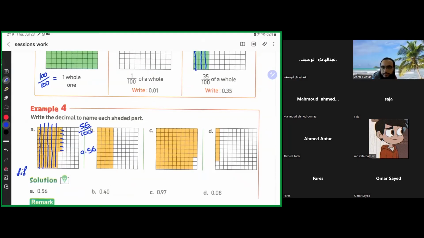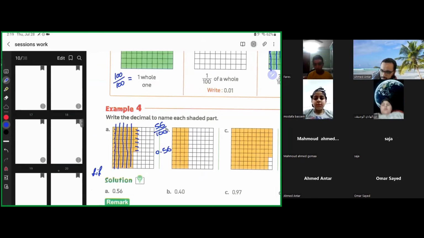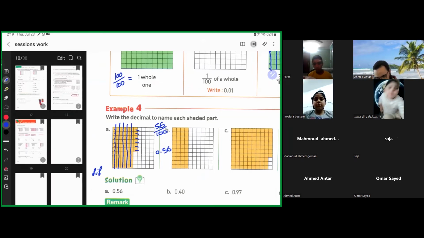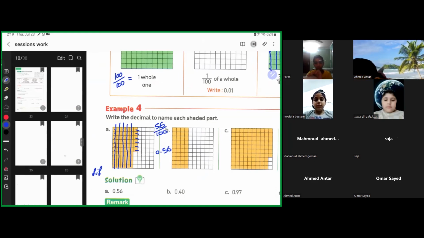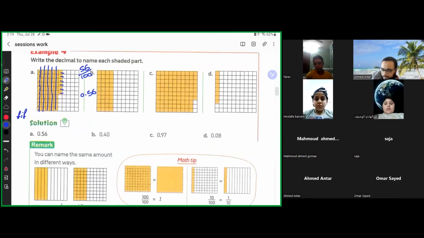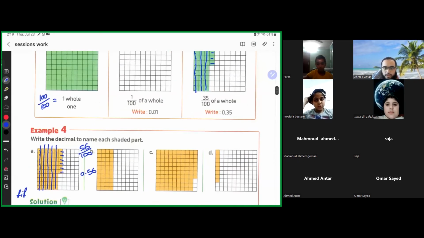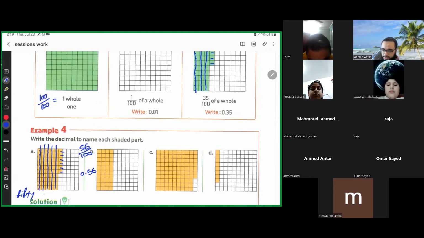Let's complete. Open your camera, please. Who can answer the next one? Amr said he'll answer the next one. So it's 56 hundredths, right? Yes. What about this sheet?